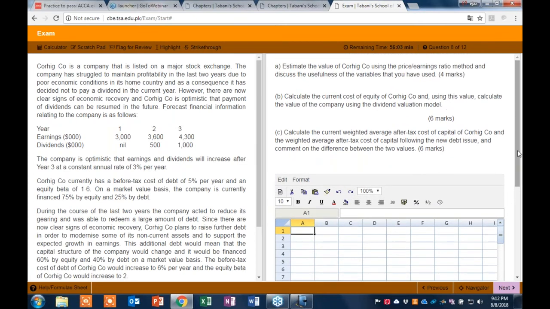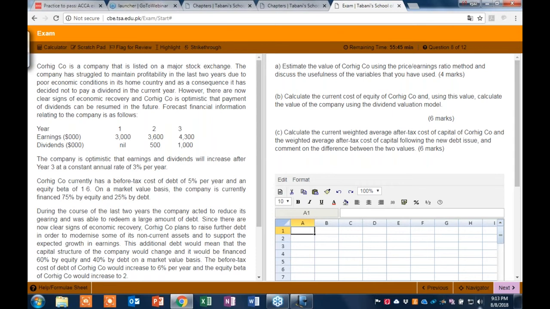So the next question is: estimate the value of Corhick company using the price earning ratio method and discuss the usefulness of the variables that you've used. In this question, we have to calculate the value of the company rather than the cost of capital or cost of equity. So we have to calculate the value of the company using the price earning ratio method.